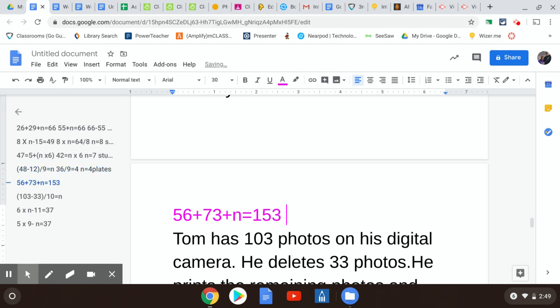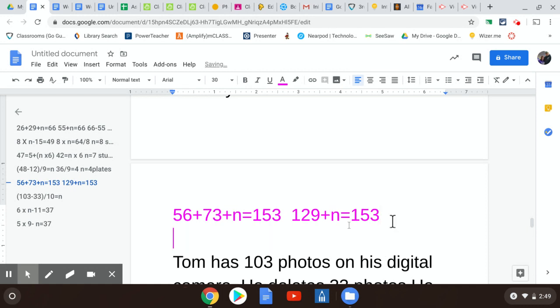So our first step is to take 56 plus 73, and when you take 56 plus 73, you get 129 plus N equals 153. Okay, now to get N by itself, you're going to have to take 153 minus 129, because remember, we have to subtract, since it's positive, from both sides. So when you take 153 minus 129, you get 24. So she bought 24 roses.